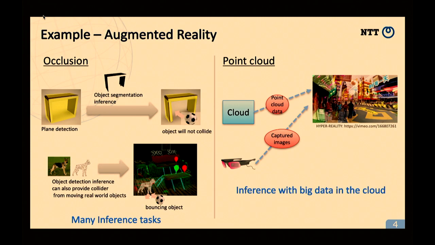An example of using data is a point cloud. We can create an AR image like this by doing inference with point cloud data from the cloud and captured images from AR glasses.